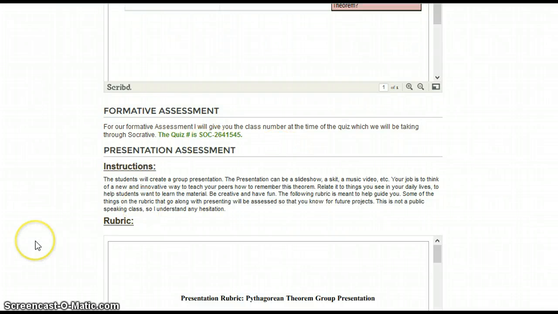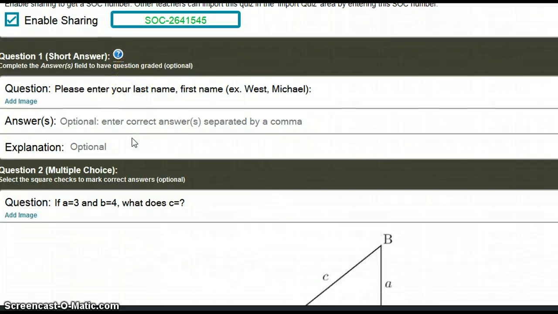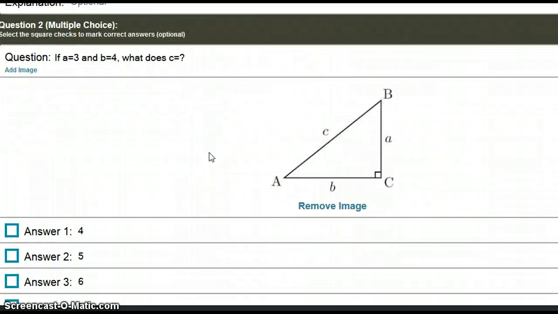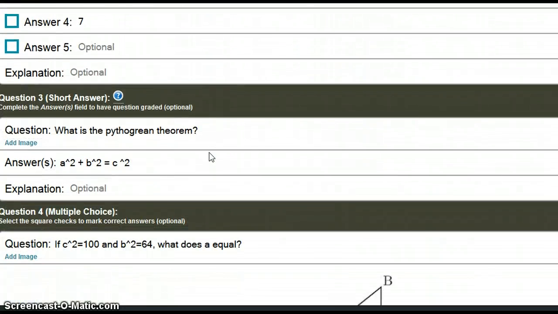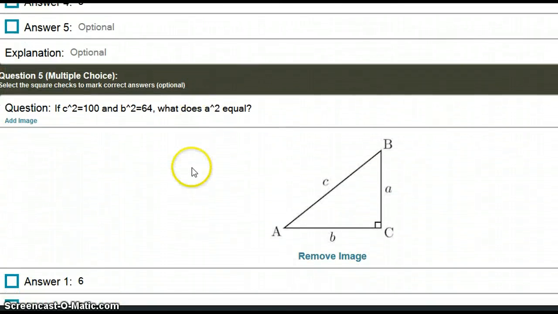So here is my formative assessment, which is done in the Socrative. This is my quiz that I created that allows students to use their cell phones to answer the questions and send them so that we can share it as a class. I have the short answers, I have multiple choice questions, and this just gives a quick summary of what the students are learning.